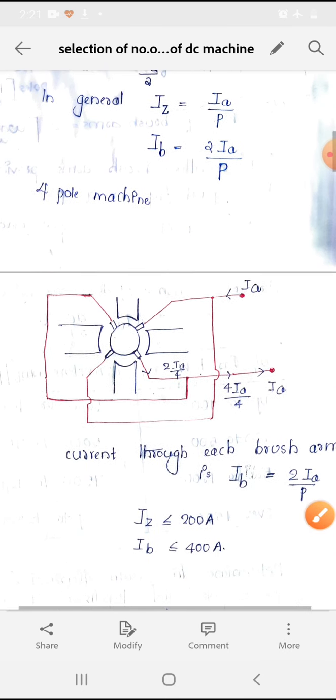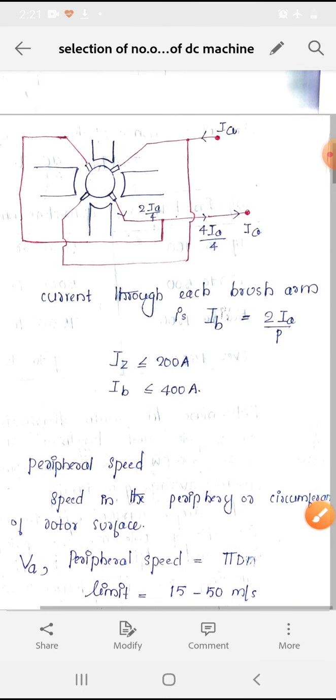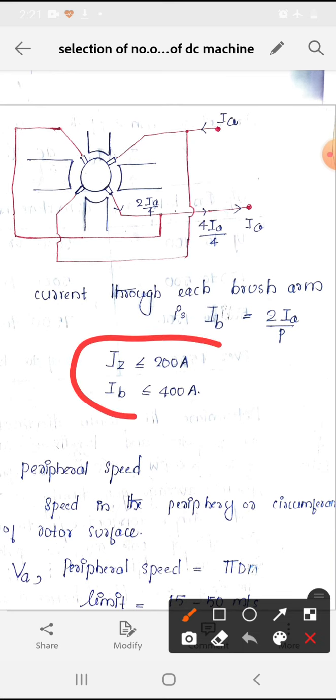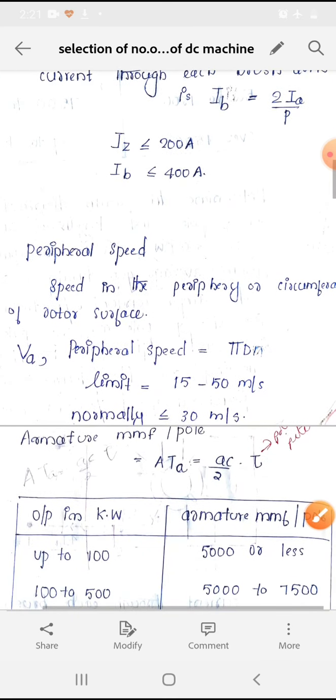Let us consider a four-pole machine. Here also current through each brush arm is given by 2Ia by P, and we have to know these limits also. Iz is less than or equal to 200 ampere and current through each brush arm Ib is less than or equal to 400 ampere.